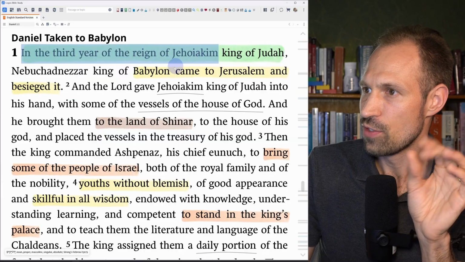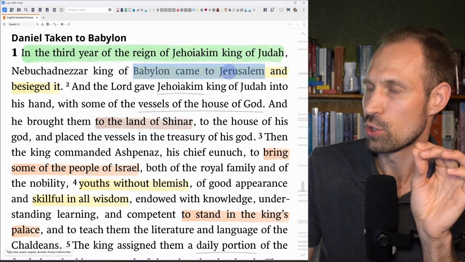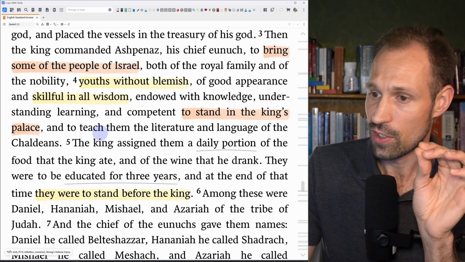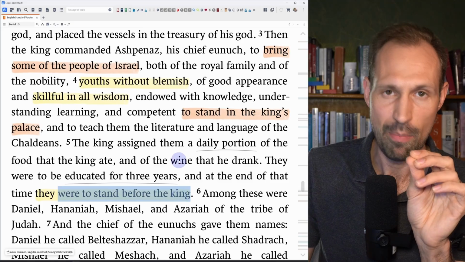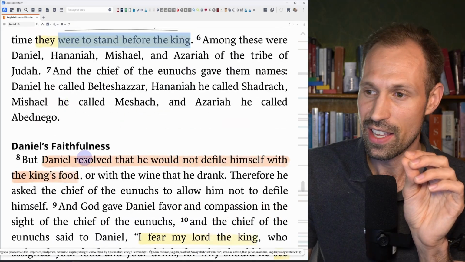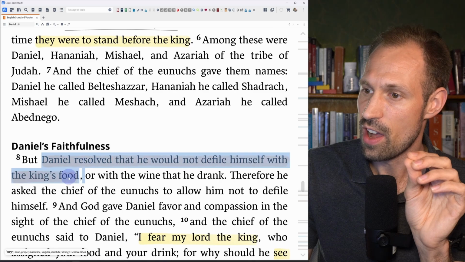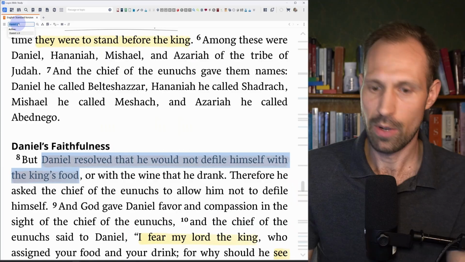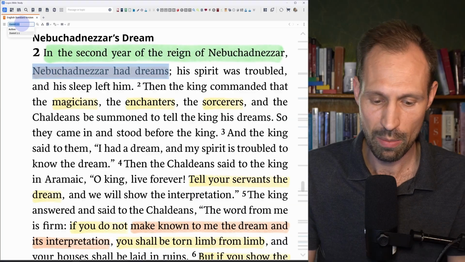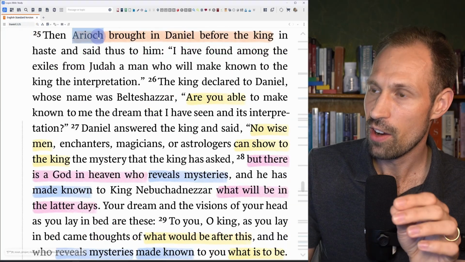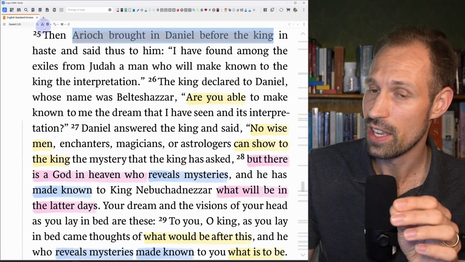In the 3rd year of the reign of Jehoiakim, Nebuchadnezzar came to Jerusalem and besieged it. Then in verse 6, he is going to take Daniel and his 3 buddies to stand before him in Babylon. But in verse 8, Daniel resolved that he would not defile himself with the king's food. Okay. Good job. Go Daniel. Now in chapter 2, Nebuchadnezzar, he's going to have some dreams, and he's going to call before him Daniel. Arioch brought Daniel before the king. But now, this is all the first half. The second half, things are going to shift a little bit.